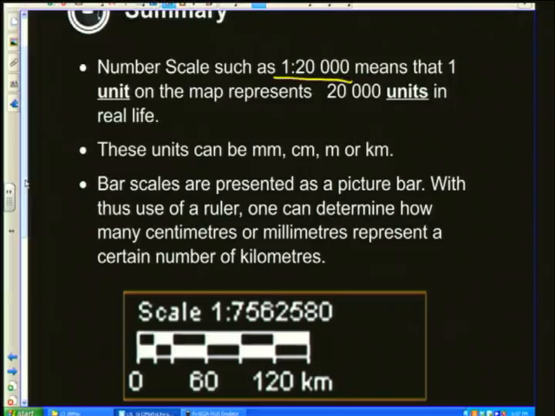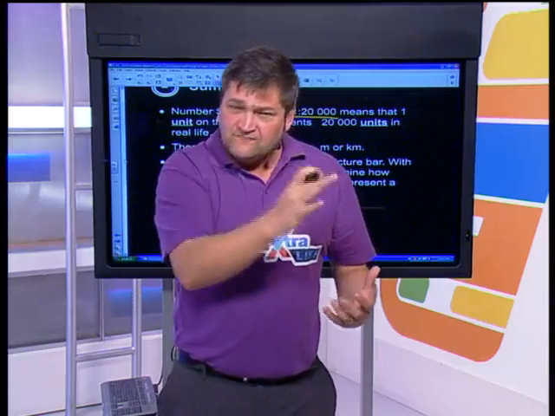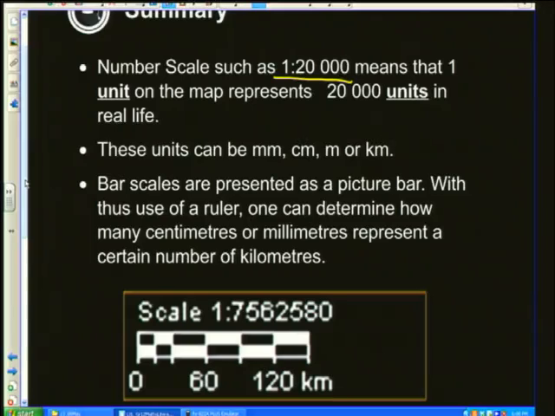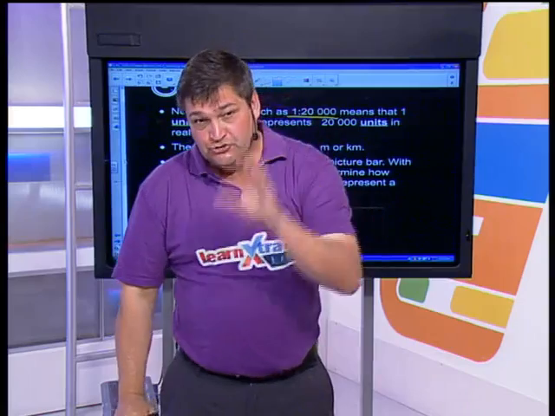In fact, it's not rocket science at all. A number scale, because there are numbers involved. 1 is to 20,000. So, a number scale such as 1 is to 20,000 means that 1 unit on the map represents 20,000 units in real life. Now, you will notice from the notes that I've produced here that I've underlined the word units.